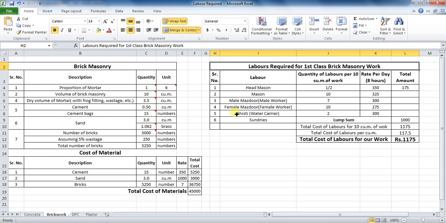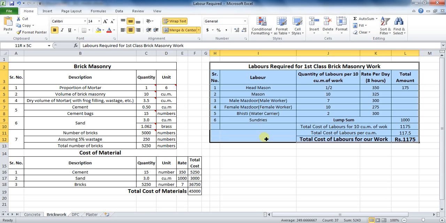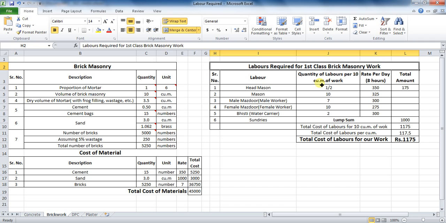Welcome to Unite Coaching. In this tutorial, we are going to learn the process of estimating the number of labors required for brickwork in Microsoft Excel. The calculation of quantity of materials and cost of materials is already covered in my previous video of brick masonry. As you can see here, I have already made the steps in Excel and I have calculated the quantity of labors. I will explain it to you in detail.